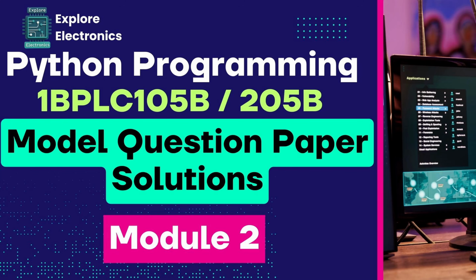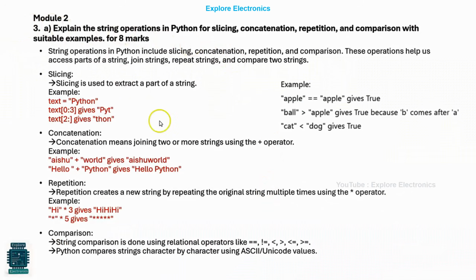In this video, I am solving the model question paper of Python programming. Next, the second module, let us see. Explain the string operations in Python for slicing, concatenation, repetition and comparison with suitable examples. This is asked for 8 marks, which means they have asked slicing, concatenation, repetition and comparison, 2 marks for each.